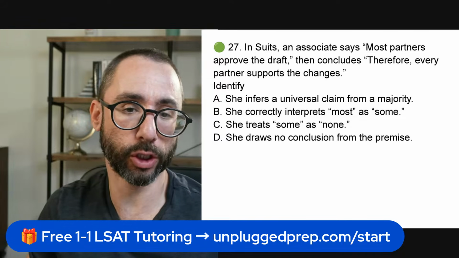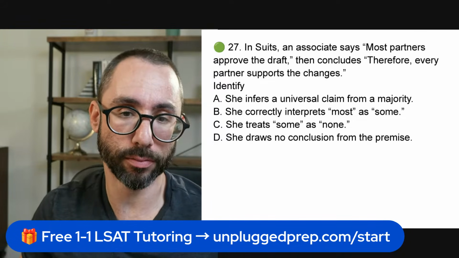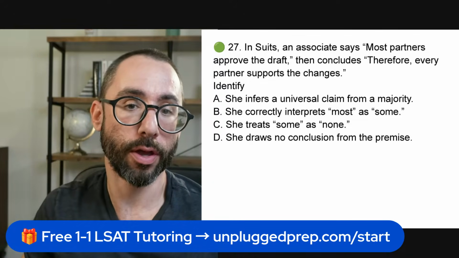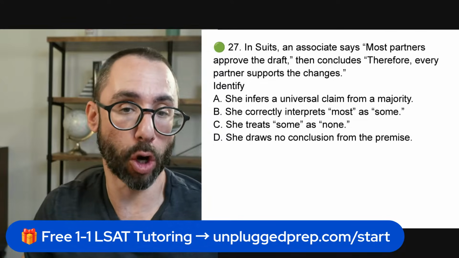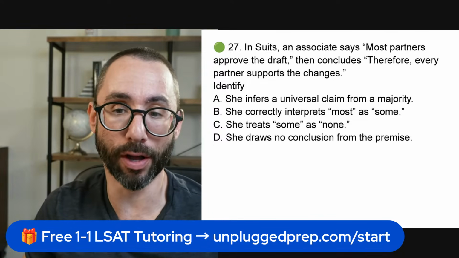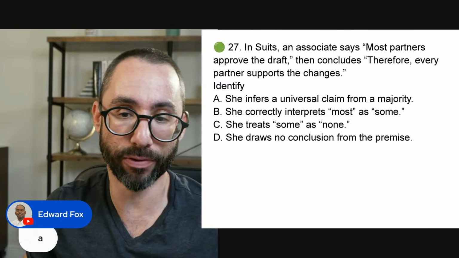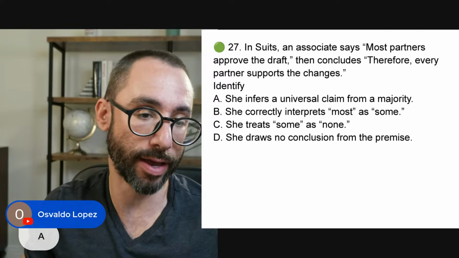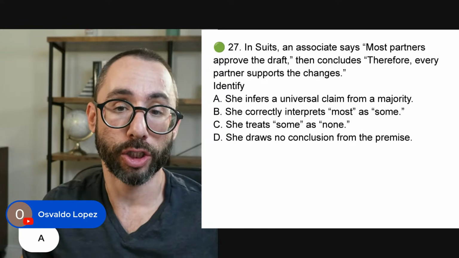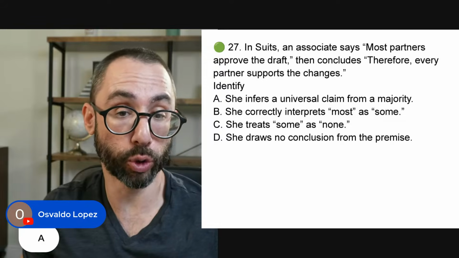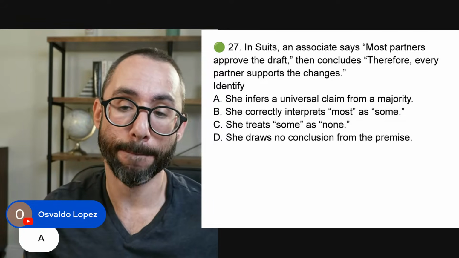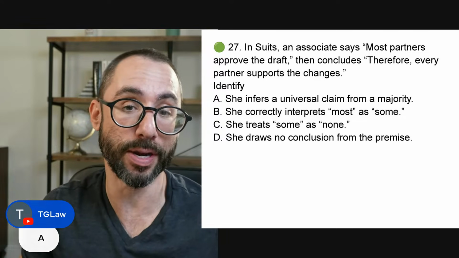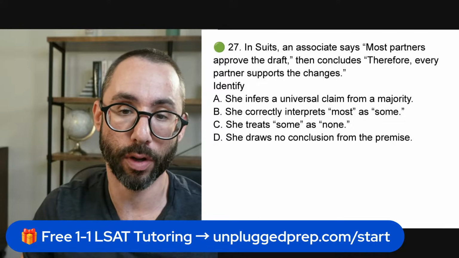I saw some folks saying choice C, she treats some as none, but actually I think she's treating most as all, right? So there's no none here. We're going to go with she infers a universal claim from a majority. Majority is most, universal is all. I see you all are getting it. Denisha says A, Edward says A, Zuli says A. Awesome. Osvaldo says A, Passion says A, Valentina says A. Exactly right, folks. The answer is A. She takes a majority to be all. She infers or draws a conclusion about universality, meaning all, only based on majority or most. Well done. Universal, meaning every or all. Majority, meaning most.